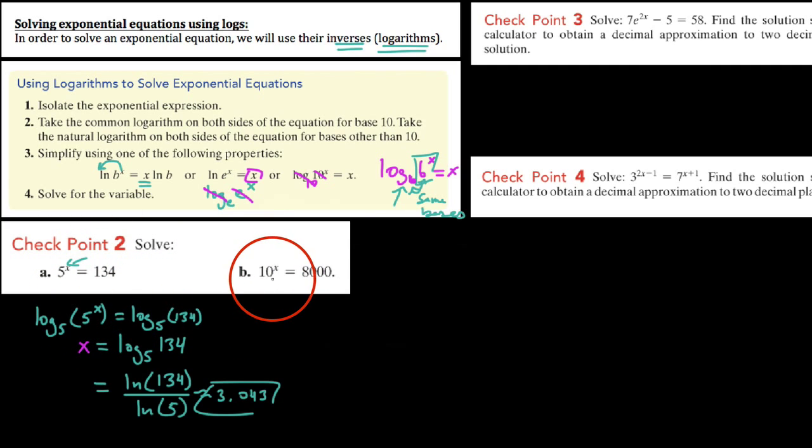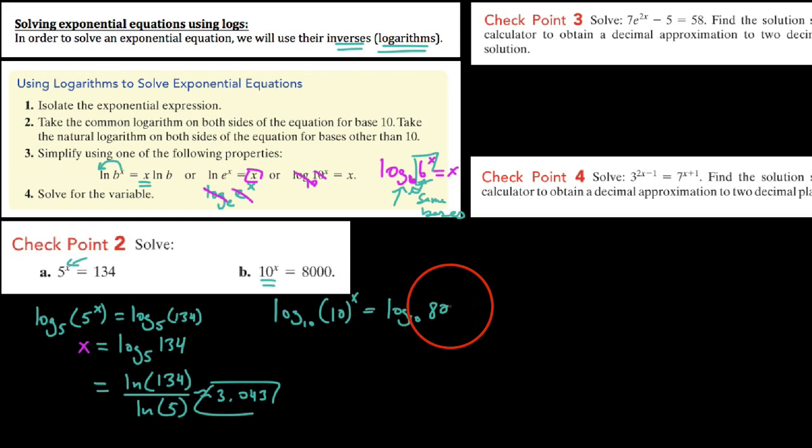So looking at letter B, it looks like we have 10 to the x equals 8,000. What we'll do here to solve this is isolate this expression, which it already is, and we'll take log base 10 of both sides, since we have a base of 10 on our exponential expression. So we have log base 10 of 8,000. That's a base 10 then. So we get x equals log of 8,000.